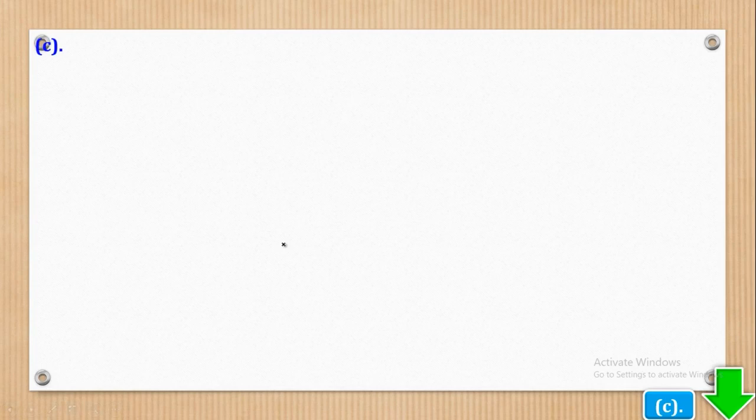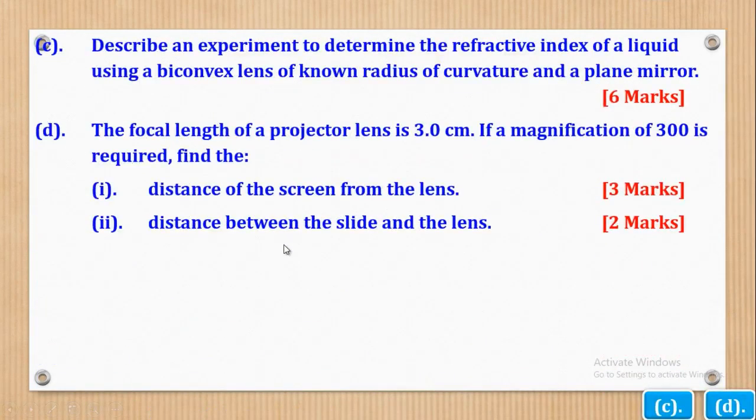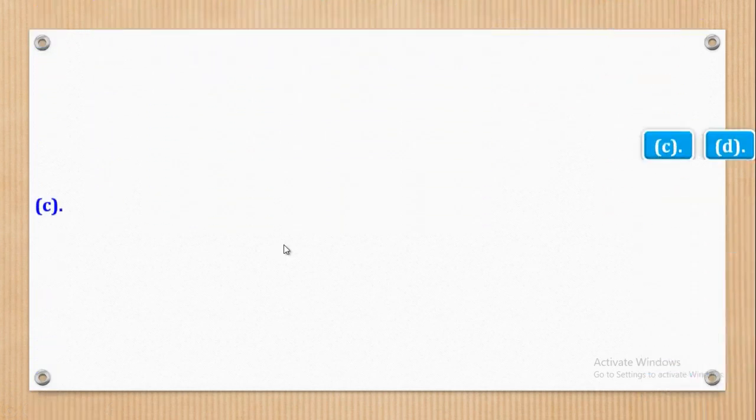So now we shall go to part C. Part C says describe an experiment to determine the refractive index of a liquid using a biconvex lens of known radius of curvature and a plane mirror. Know this word, known radius of curvature. That means that they have somehow eased the work for us.